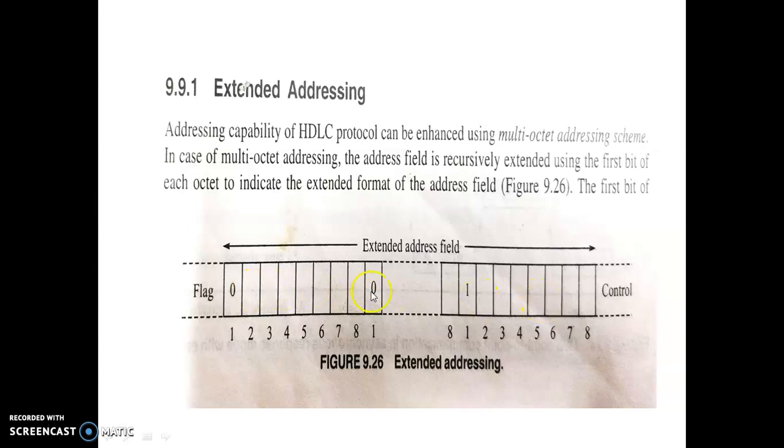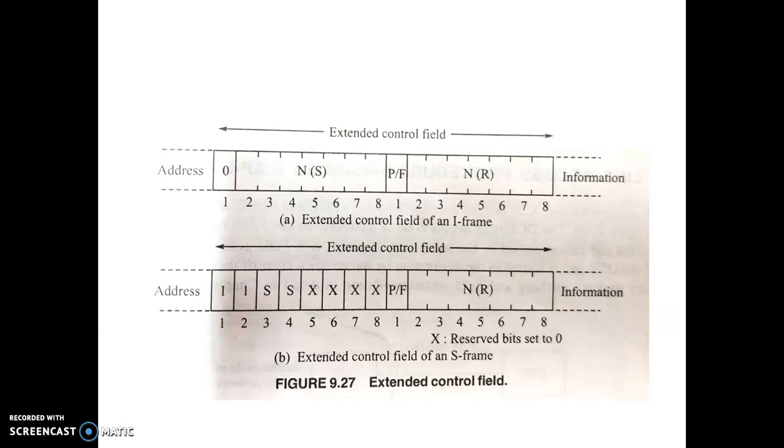Okay, so the first bit of every octet is important. If it is 0, the next octet is address, and if it is 1, then this is the final octet. This is how the address field can be increased. Okay, this is very simple. And next is extended control field.